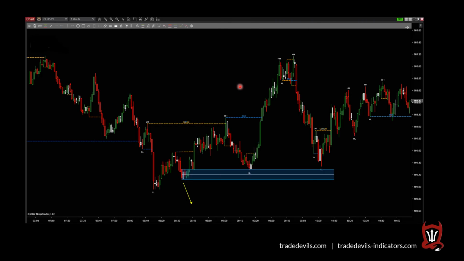Here, I'll finish here with crude. Oh, well, at least we'll finish this section here, and then we'll go into the second half where we'll go into the details on the indicator.